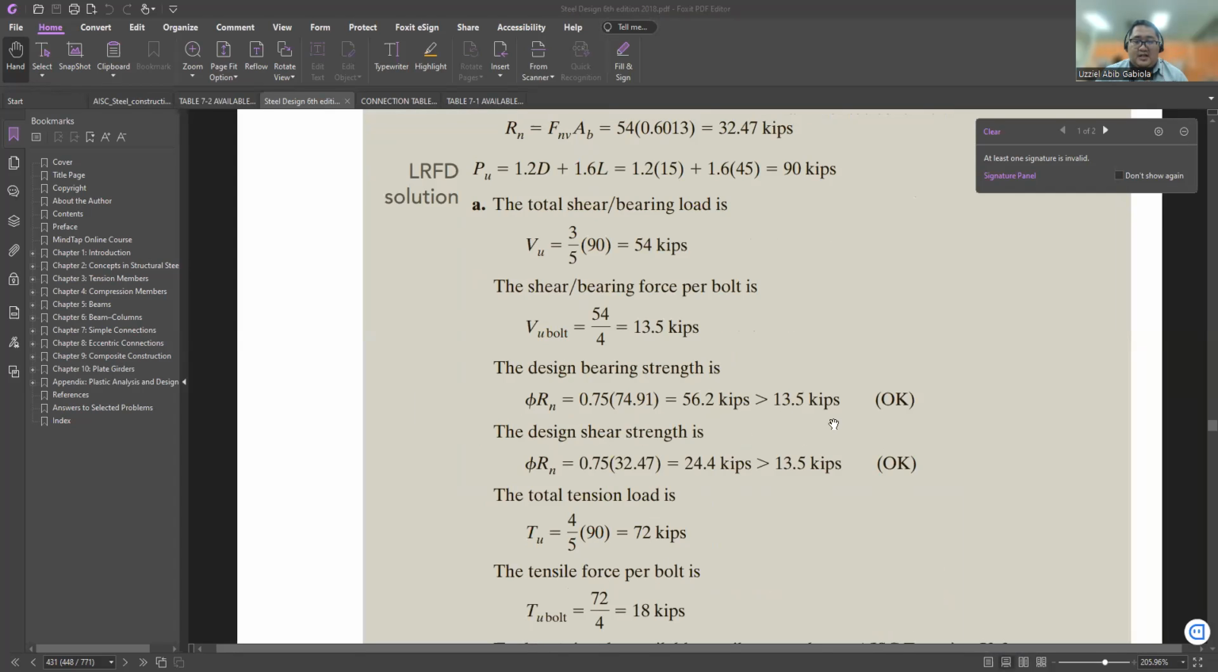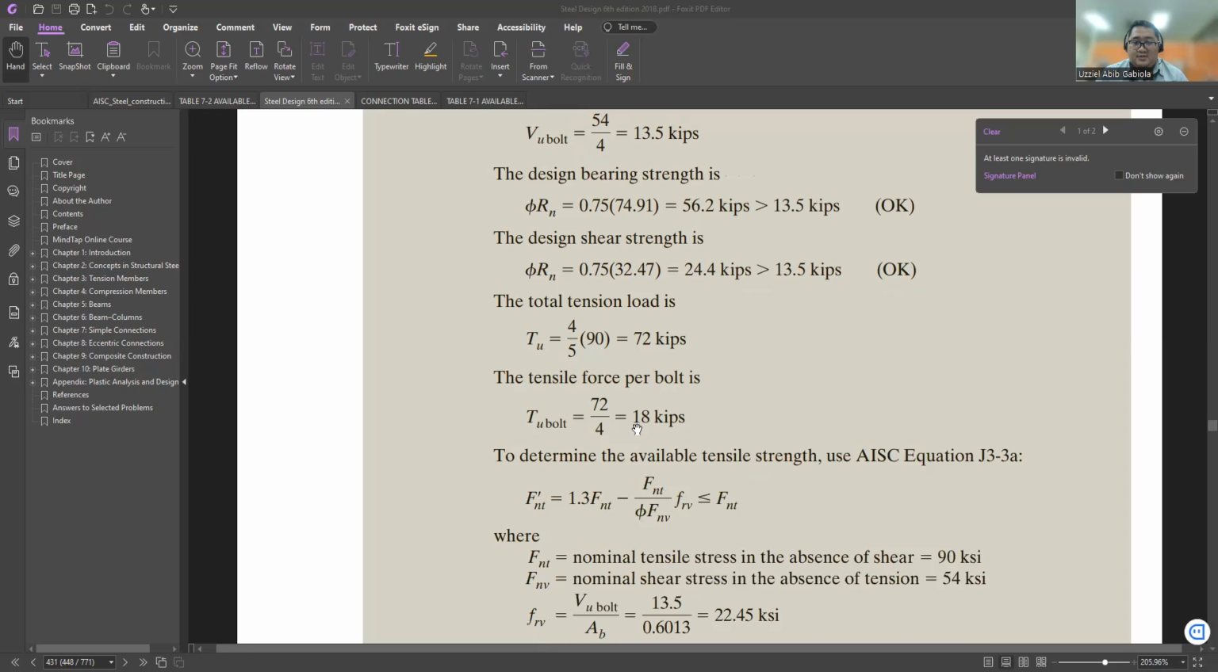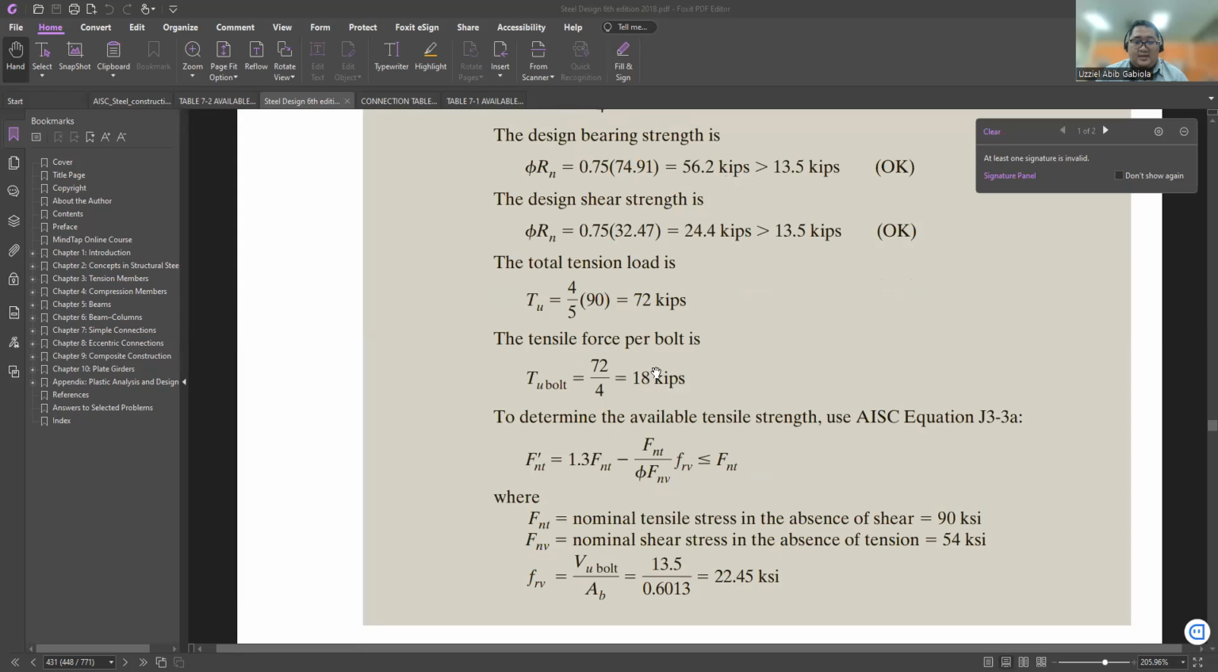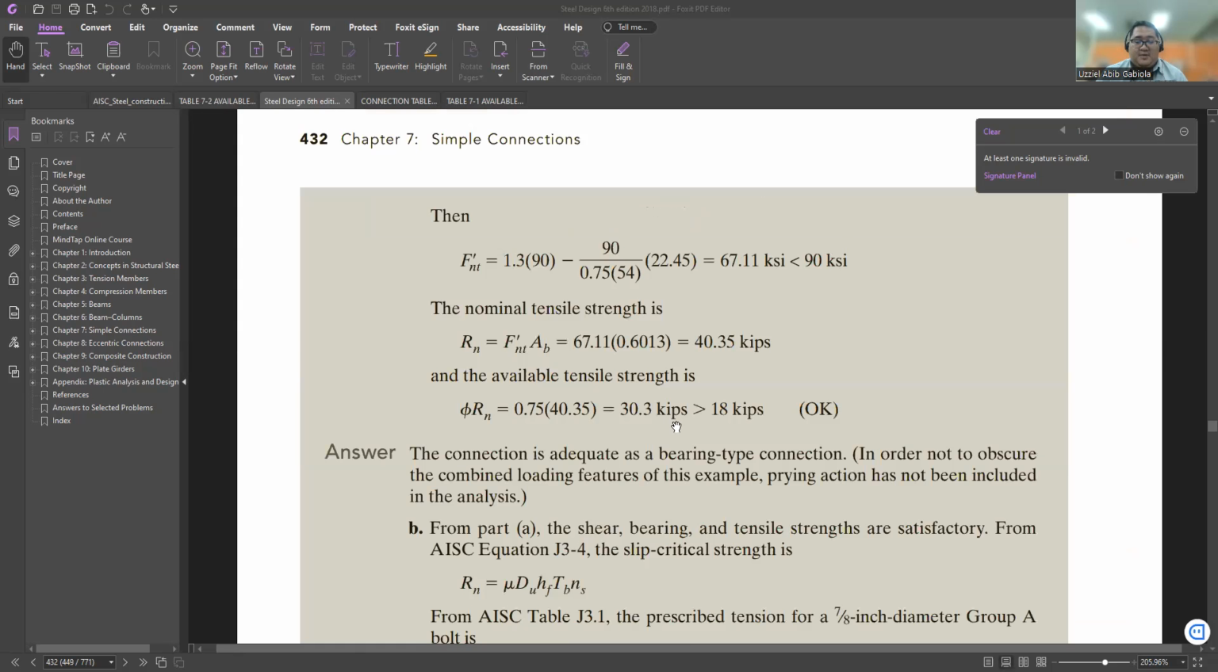Yung bearing strength, hindi na natin chinek yung sa bearing. Pero sa shear, chinek natin, that's okay. And then, for tensile strength, of course, we calculated sa 18. And then, ito yung FRB niya, 22.45. Then lastly, yung pinakahuling na-calculate natin, which is yung reduced capacity natin for tension, which is 30.3 lang yung nakalagay sa kanya. Sa atin is 30.266 yung nakuha natin value. Kinompare natin with 18. So, okay. Ibig sabihin, connection is adequate niya as a bearing type connection. Okay.